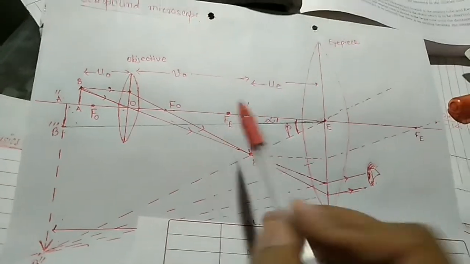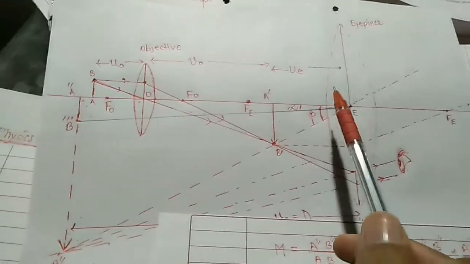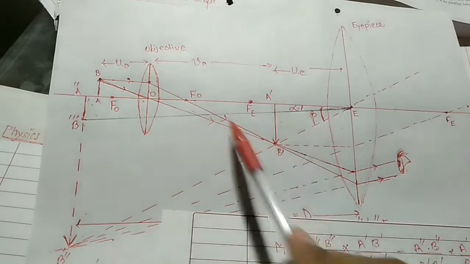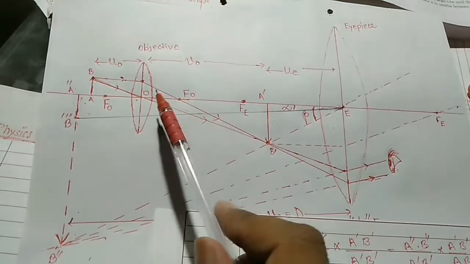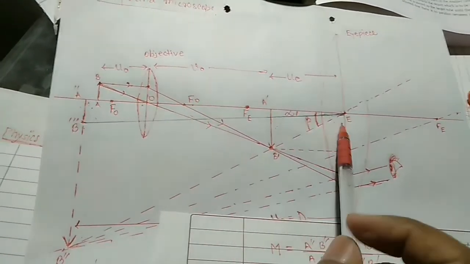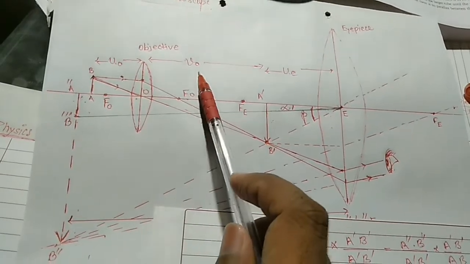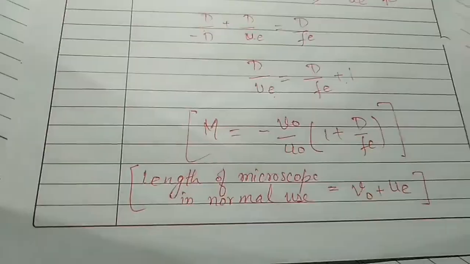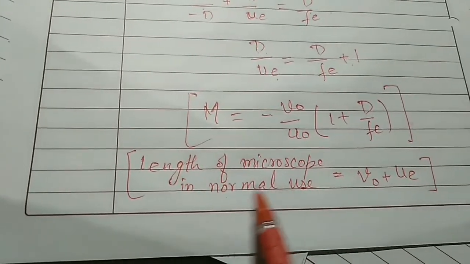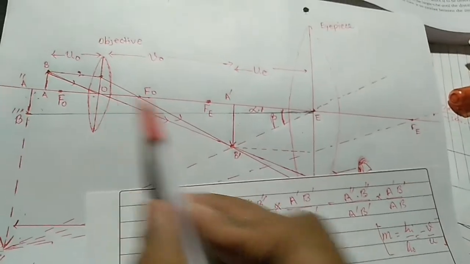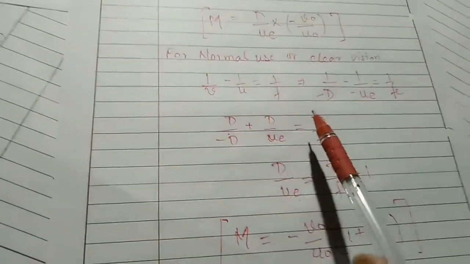In this situation, in examination, one question used to come: what is the length of this microscope? Length means the distance between the lenses. What is the distance between the lenses? VO plus UE. So if it comes in examination, the length of microscope in normal use is VO plus UE. See here, the distance from here to here, VO plus UE. So this is all about the normal use.